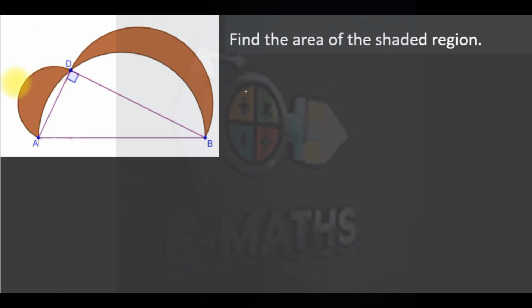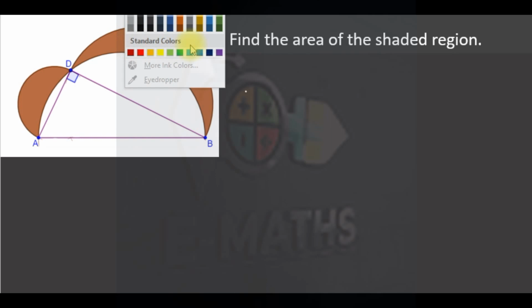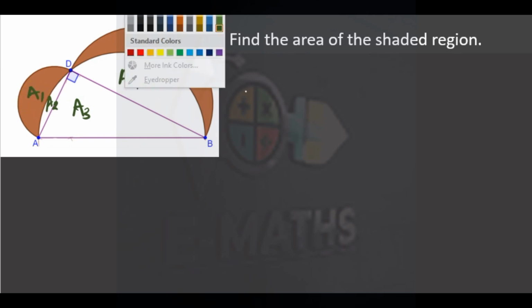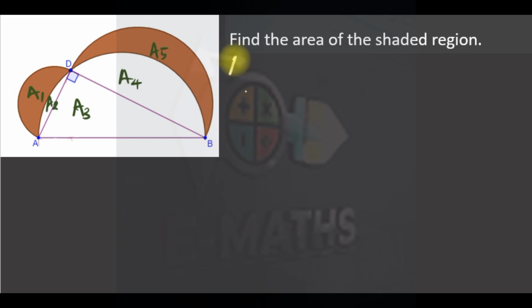So if we call, okay, let's call the area here A1, and this small part, let's call it A2. Let's call the area of the triangle A3, and this A4, and finally A5. So we have a total of 5 regions here, and we're asked to find the sum of A1 and A5. So we want to get A1 plus A5.